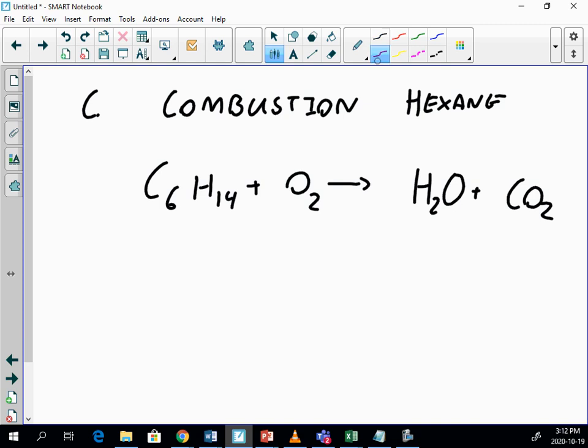Okay, so probably when you went to try to balance this, you did something like this. All right, I've got 6 carbons on my reactant side. So let's put a 6 in front of the CO2. And furthermore, I've got 14 hydrogens. So let's put a 7 in front of the H2O. So I get 7 groups of 2, 14 hydrogens.